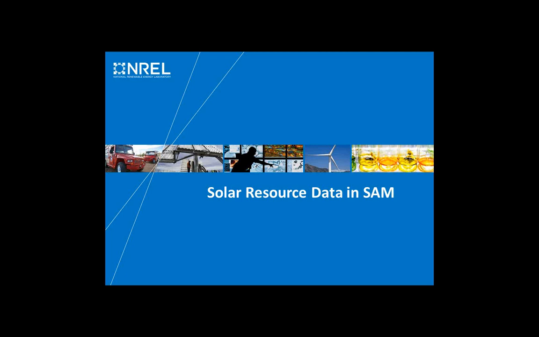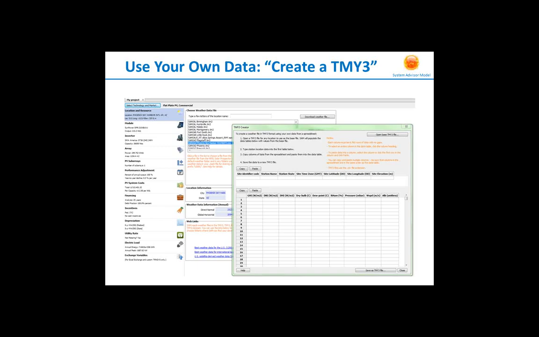Finally, I'll walk you through the specific types of weather data available in SAM. The first thing to mention is that you can import your own measured weather data in SAM, or any other source of weather data for that matter. This option is available on the Location and Resource page. The only trick with doing this is that in order for SAM to read the file, it must be in the same format as one of the other solar resource file types that SAM can read.